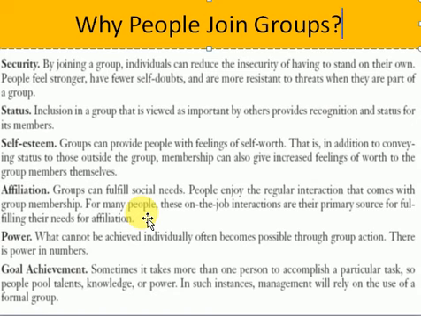There is another point, that is goal achievement. Like we talked about previously, sometimes it takes more than one person to accomplish a particular task. So people pool talents and knowledge or power. In such instances, management will rely on the use of formal groups. For example, the organization is determining specific strategic objectives and goals, that within the next 5 years, what achievement we should get.